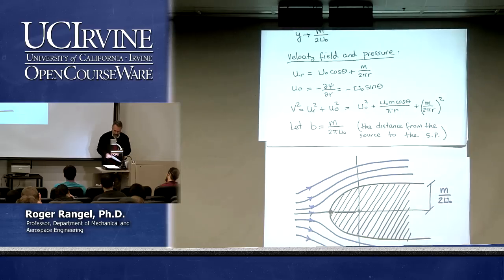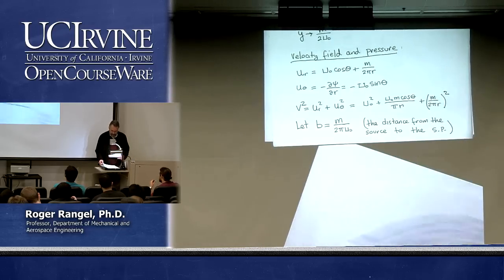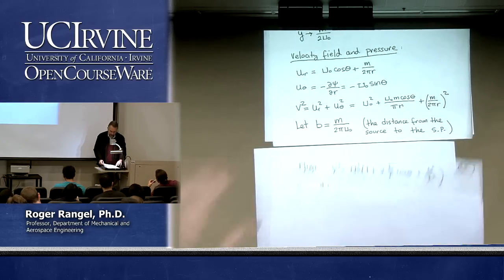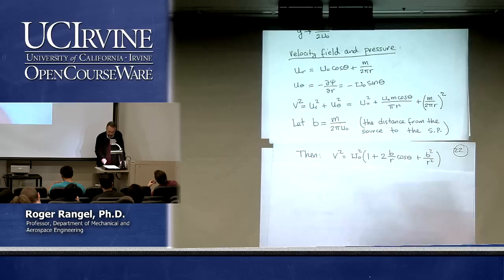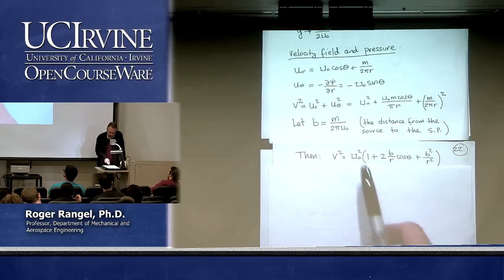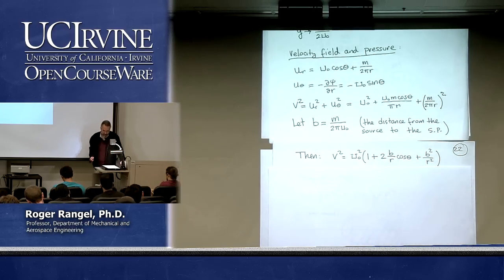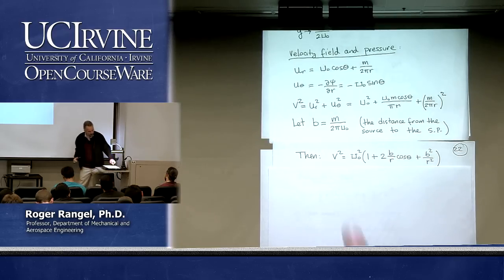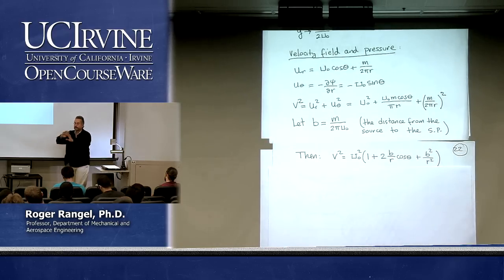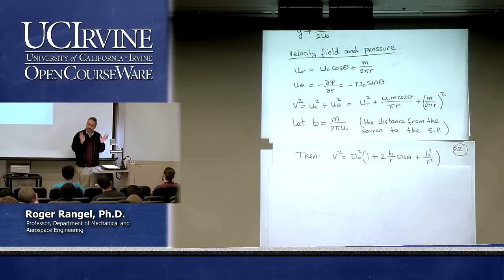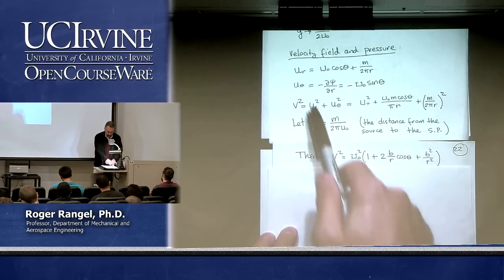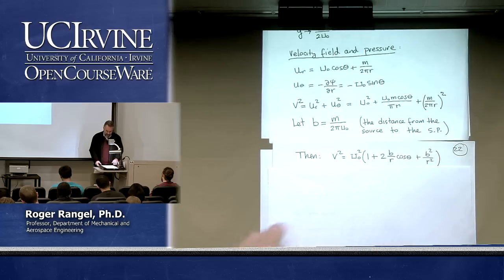So if I call that b, then my expression for the velocity, after substituting that, only to clean things up, becomes that. U naught squared times the factor 1 plus 2 b over r cosine theta plus b squared over r squared. This expression gives me the velocity field, the square of the velocity, the square of the speed actually, because there is no vector anymore. I have squared the components and added them up like that.